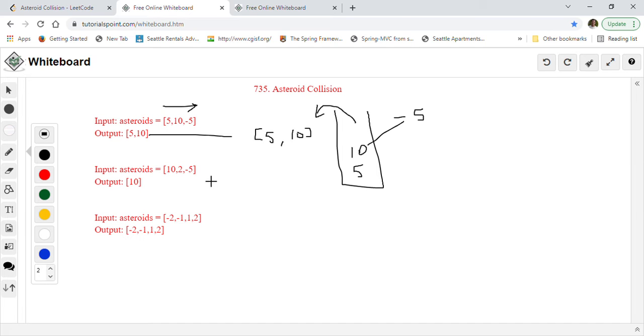So let's look into another example here. So I'll just take this out so I can reuse the space again.